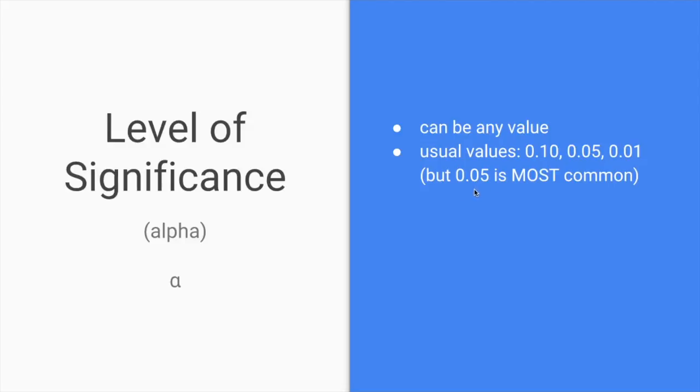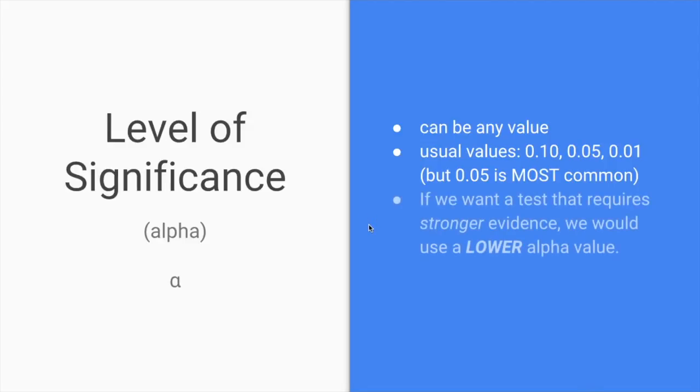So that means if our p-value, if our probability, is less than that percent, then we're going to doubt our assumption that our original hypothesis is true. Typically, if a statistician wants a test that requires stronger evidence, we would use a lower alpha value, because that would mean it would take a really, really small probability to have evidence that something's changed. But typically this value is given to you, and if it's not, it's always okay to use 0.05. And that's what we're going to do on this problem.